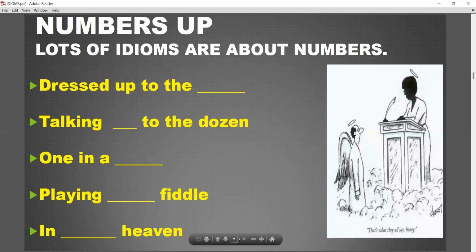Now these are numbers. A lot of idioms are about numbers. What is this, numbers up? Is this an idiom? Numbers up, yes, it's an idiom. But what is that? Can anybody tell me?